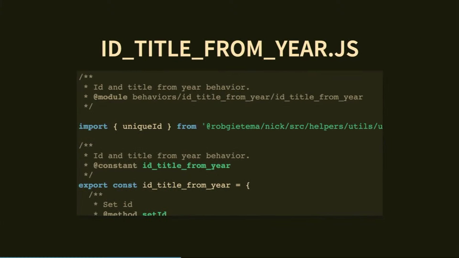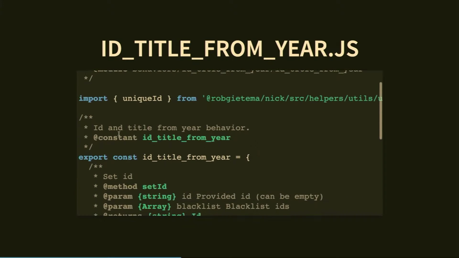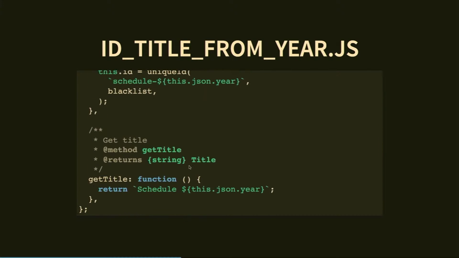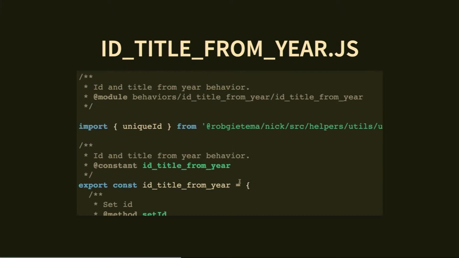So we created a behavior called ID title from year. We create an object and we add some methods in there, and these will override the standard behavior of that content model. In this case, we override the set ID method, and we're not adding the ID field in there, but we just say the ID should be schedule, then the dash, and then the year. And this unique ID helper method will make sure that it's not already taken, and if it is, then it will add a -1 or -2 or whatever to it, same as we have in Plone. Then the get title is pretty similar. If you do get title, it will just return schedule and then the year. So it will just be schedule 2023 in this case, if you entered 2023 as a year. So this is the behavior.